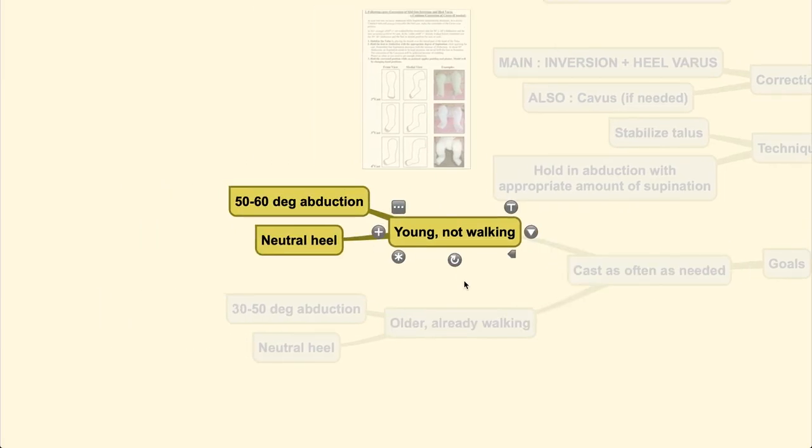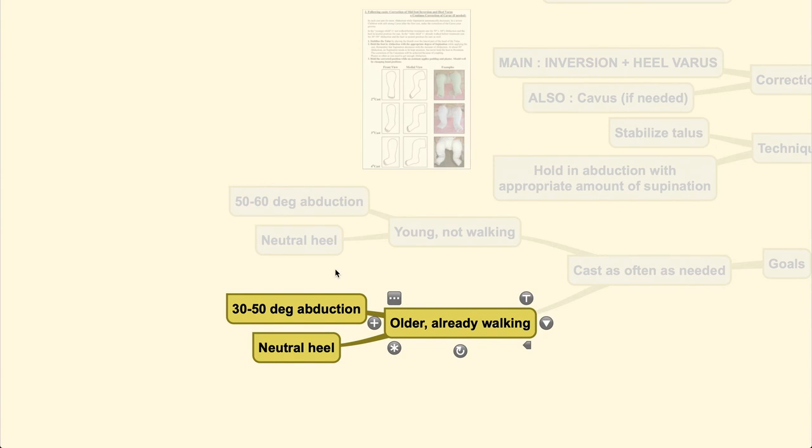In a young non-walking patient, you should try to achieve at least 50 to 60 degrees of abduction, and you should try to achieve a neutral heel. In the case of a neutral heel, it means that the heel is at least in a neutral position, but if the heel can achieve a valgus position, then it is good.